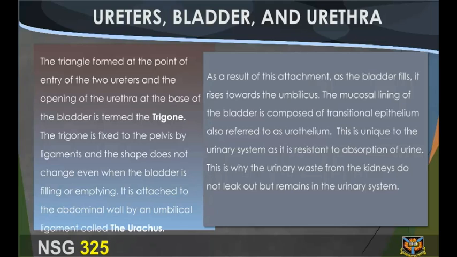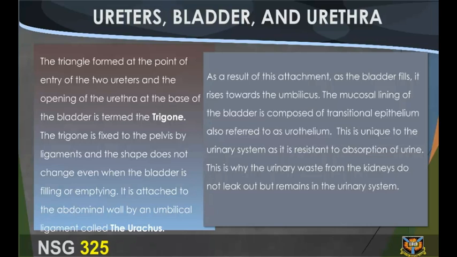The triangle formed at the point of entry of the two ureters and the opening of the urethra at the base of the bladder is termed the trigone. The trigone is fixed to the pelvis by ligaments and the shape does not change even when the bladder is filling or emptying. It is attached to the abdominal wall by an umbilical ligament called the urachus. As a result of this attachment, as the bladder fills, it rises towards the umbilicus.